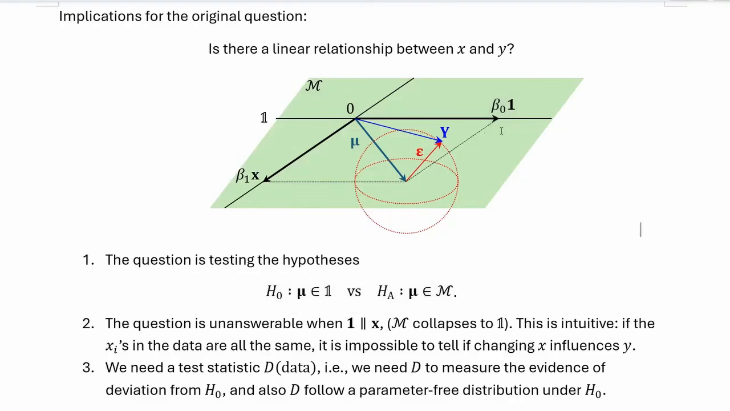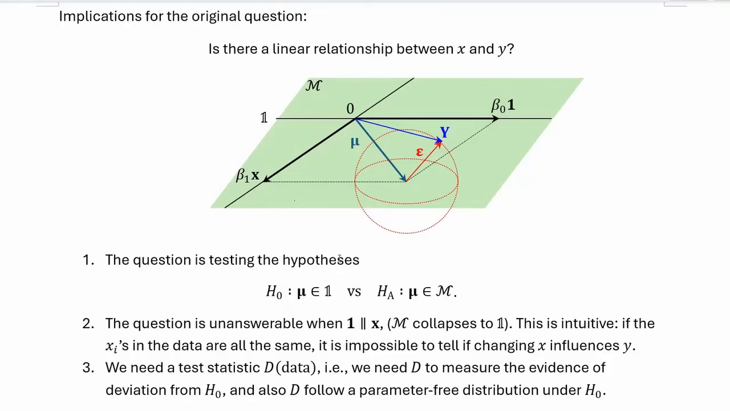So to answer this question, we must have 1 and x linearly independent. Otherwise, the space M collapses to the space 1, and the null hypothesis and alternative hypothesis become one. And this is very intuitive, because if x and 1 are linearly dependent, that means x has identical components, which means in the original data set, the x's are all the same. How can I tell whether x influences y if the x's are all the same, right?